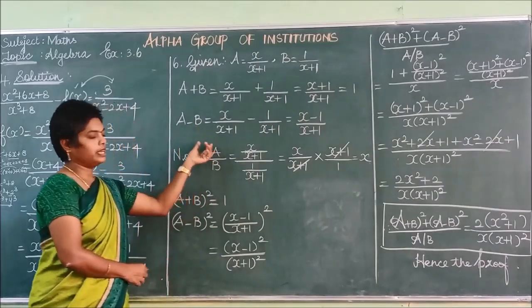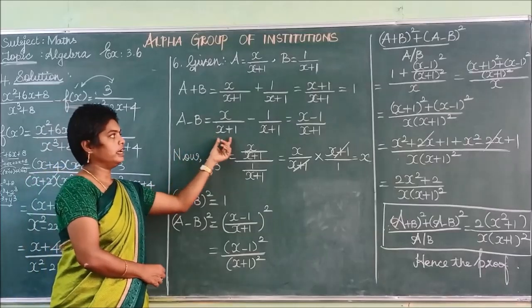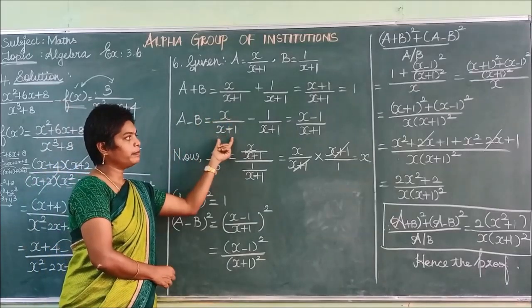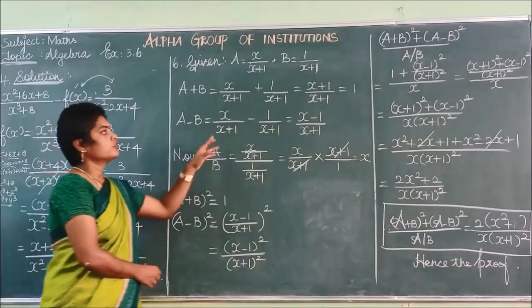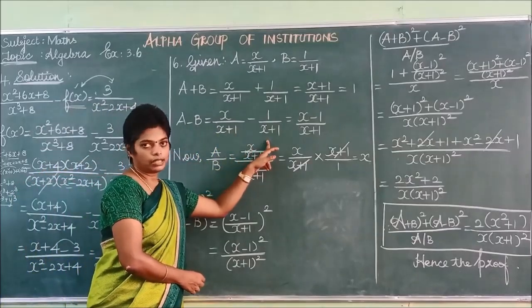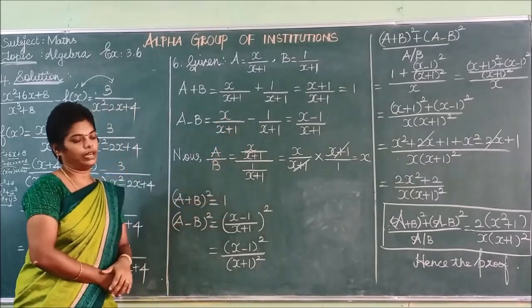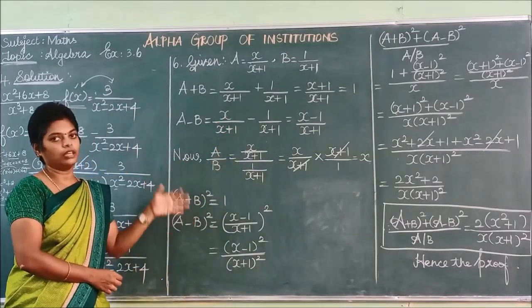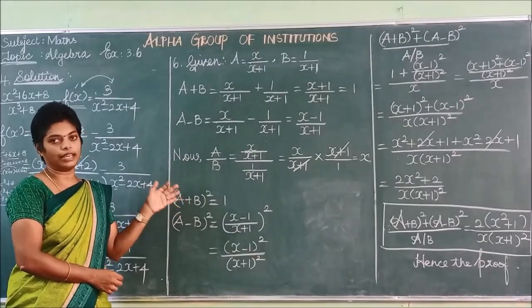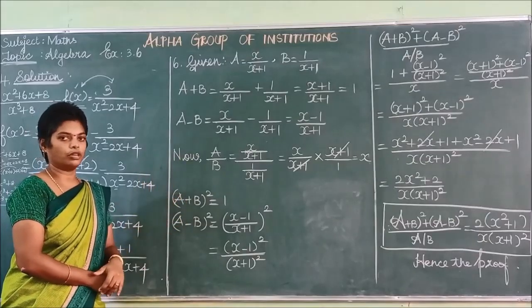Then a minus b. First write the a term. What is the a term? x divided by x plus 1 minus 1 divided by x plus 1. So these also have the same denominators, so you can subtract the numerators. So what is our numerator? x minus 1 divided by x plus 1. Here there is no common divisor except 1, so you can leave this process.